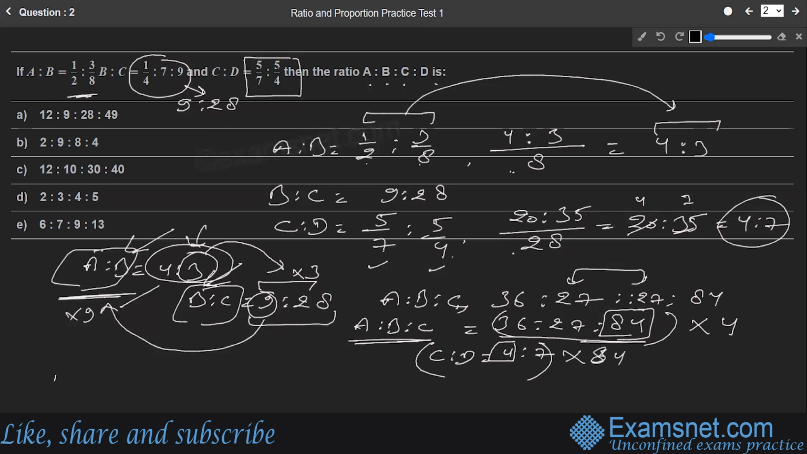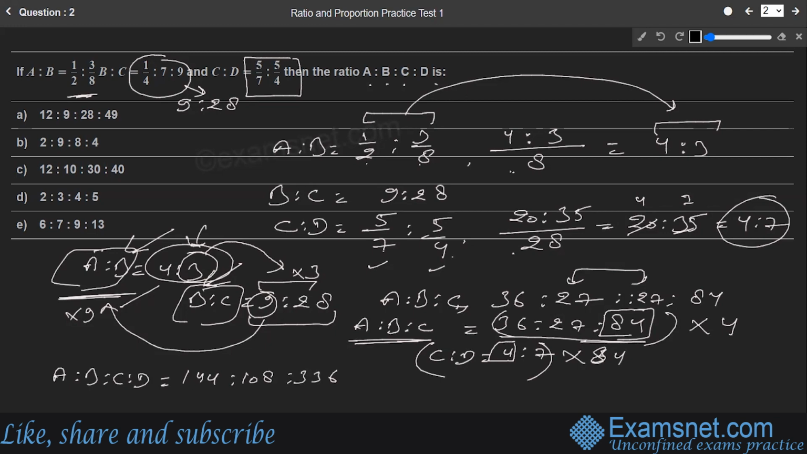Okay, if we do this, we are going to get A is to B is to C is to D. Let us multiply A is to B is to C by 4. 36 into 4 is going to be 144, is to 27 into 4 will be 108. Then 84 into 4 is also to be done. So 84 into 4: 4 4s are 16, 6 carry 1, 4 8s are 32, and 1 is 33.